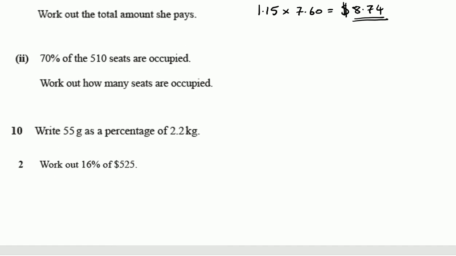Let's look at the next problem. 70% of 510 seats are occupied. Work out how many seats are occupied. So I just simply want 70% of 510. 70% is 70 divided by 100. That's what that percentage sign does. 70 divided by 100, that's 0.7. I want 70% of, multiply, 510. And we just work that out. That is 357 seats occupied.